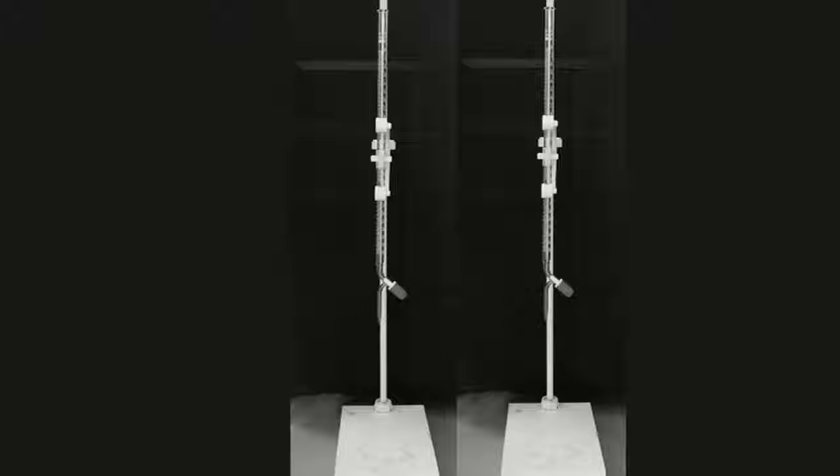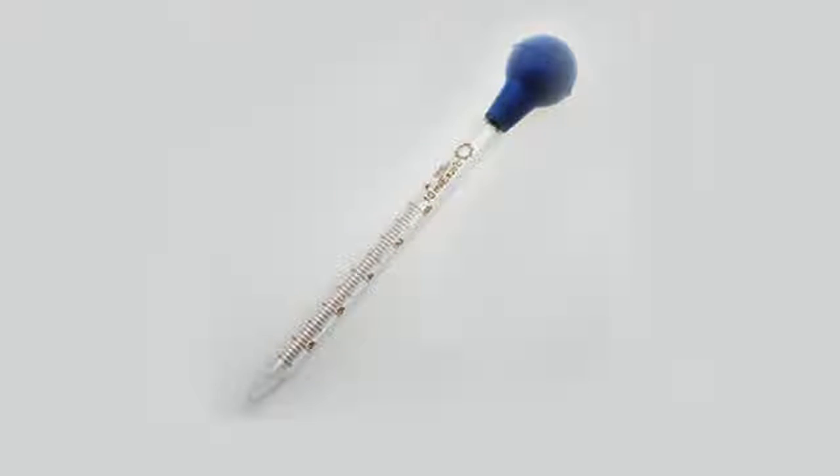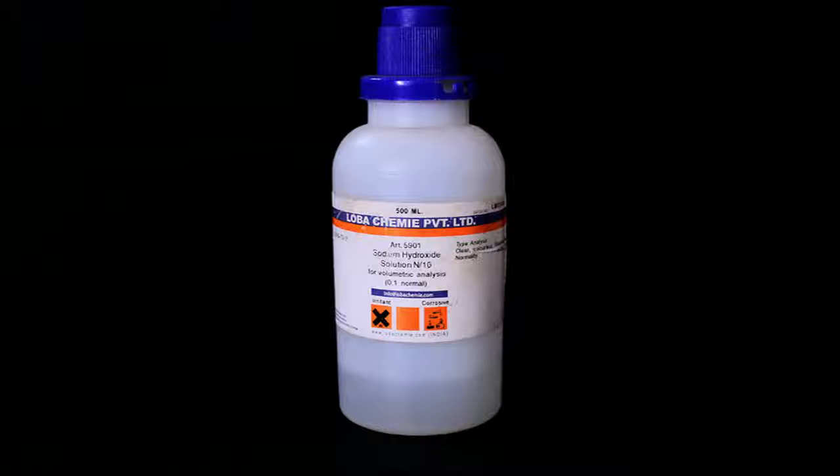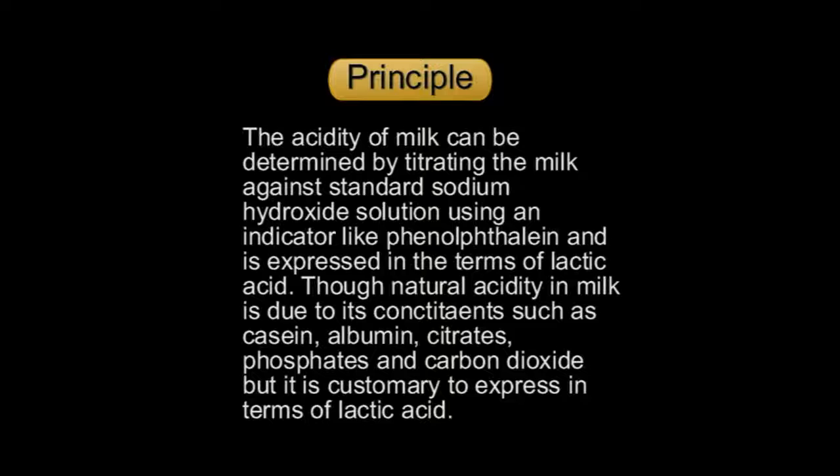Materials: burette of 50 ml with 1 by 10 ml graduations with soda lime guard tube, conical flask, pipette. Reagents: standard sodium hydroxide solution of 0.1 normal, phenolphthalein indicator solution of 1%. Principle: the acidity of milk can be determined by titrating the milk against standard sodium hydroxide solution using an indicator like phenolphthalein and is expressed in terms of lactic acid.